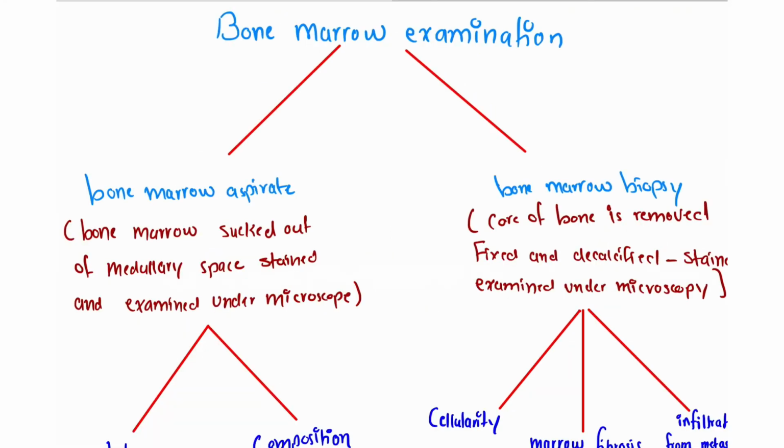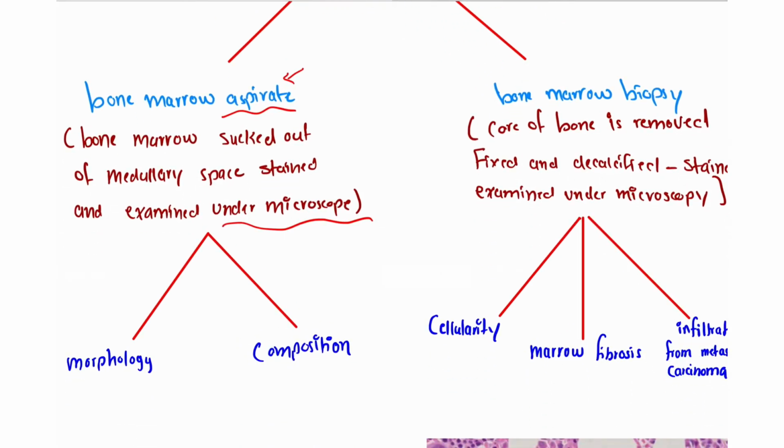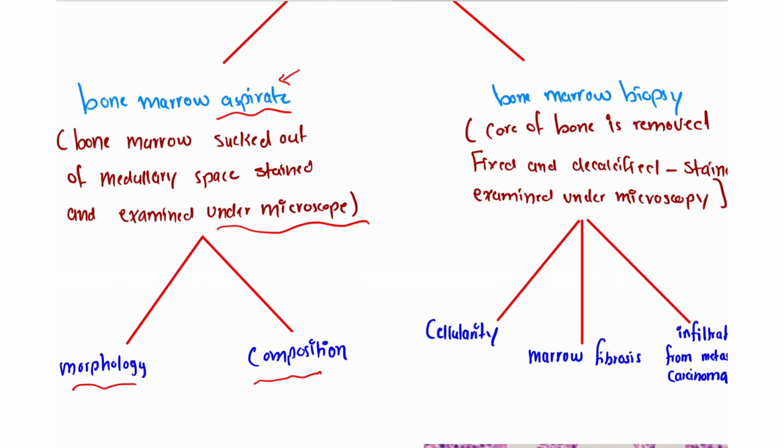Another investigation done for anemia is called bone marrow examination. Bone marrow examination may be either bone marrow aspirate, meaning a sample is taken from the bone marrow and examined under the microscope for morphology of cells and composition of bone marrow, or in the form of bone marrow biopsy. The biopsy is a sample from the bone and bone marrow, also examined under the microscope. The biopsy helps us know the cellularity, meaning the ratio of fat to cells according to age.